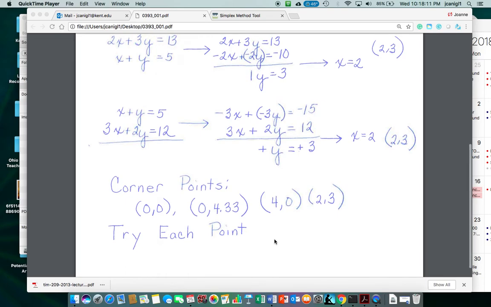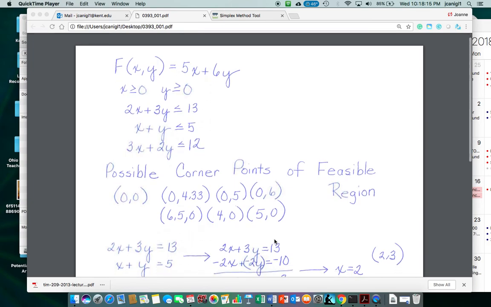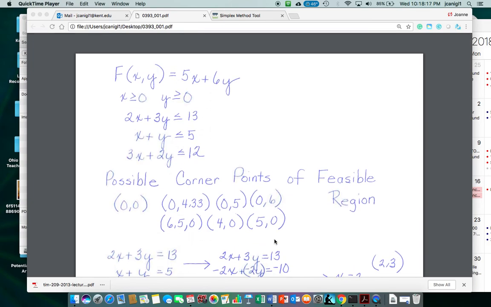Hopefully this helps. And there are other methods; there is something called matrices that you can also try to find the solutions to some of these. But this is one way of finding the solution without going through graphing.